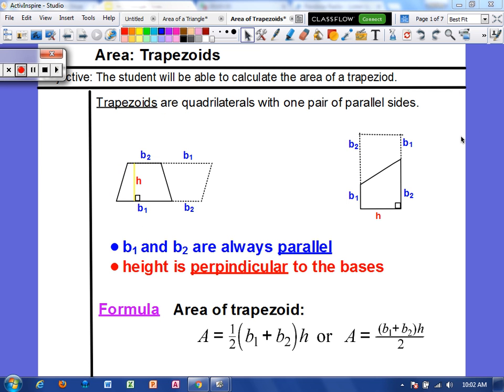Hey everyone. Alright, today's video is going to be over how to find the area of a trapezoid. So your objective, you will be able to calculate the area of a trapezoid.